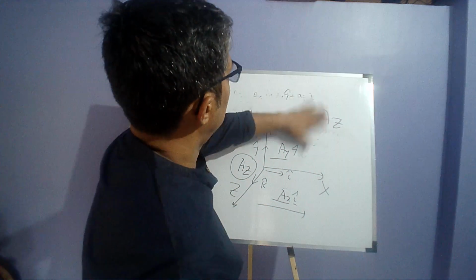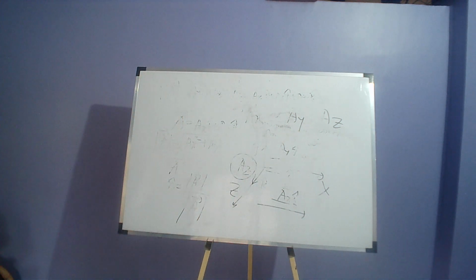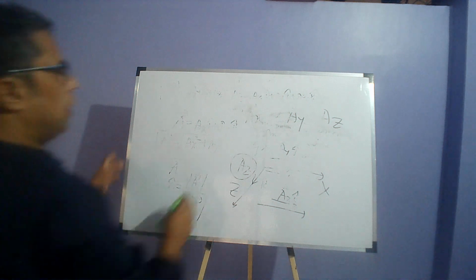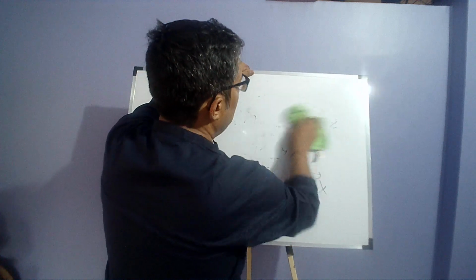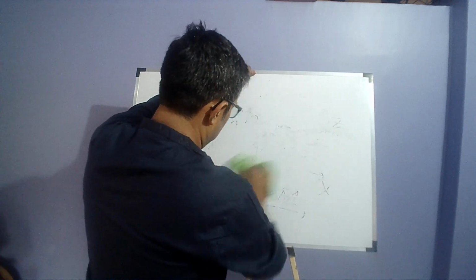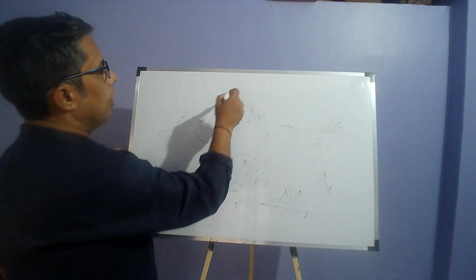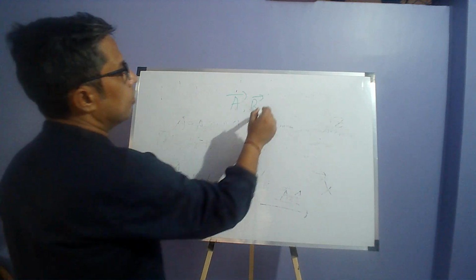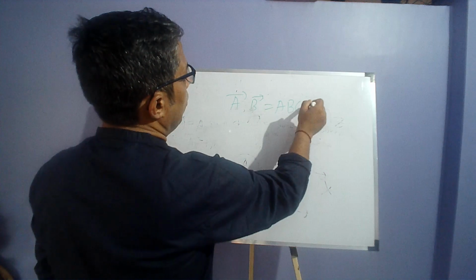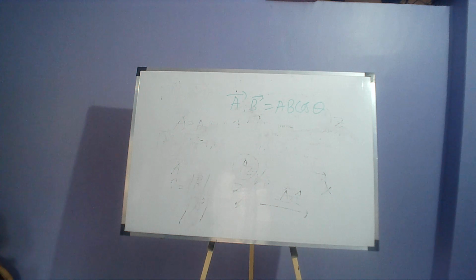Okay. Now let's go to the other part of the vectors. What is the product of the vectors? Scalar product and vector product. So there we have two products, scalar and vector. Let's write the scalar product. It will be A vector dot B vector is equal to AB cos theta. So this is called the scalar product.